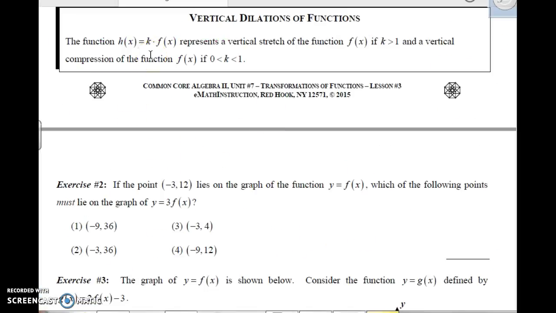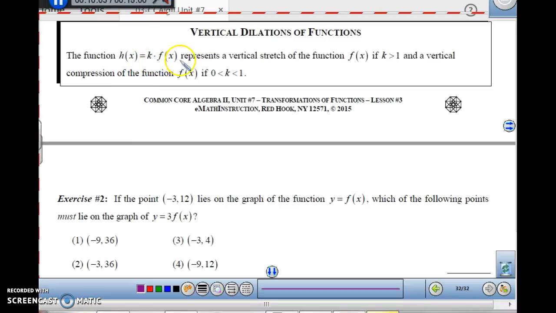So with the vertical dilation of a function, if you have h of x equals k times f of x, it is a stretch if k is greater than 1, if it's a whole number. Then it will be a vertical stretch. It will be a vertical compression if k is between 0 and 1, if it's a fraction. So with a whole number, it will be a stretch, it will narrow, and when it's a fraction, it will widen. That seems kind of counterintuitive, but that's what happens. You kind of think of it as stretching horizontally and compressing horizontally when you do that.